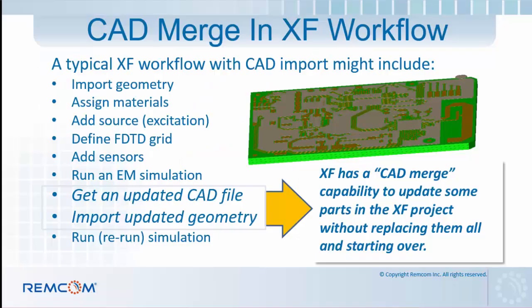The ODB++ import that we just did included the materials. Further steps in a typical workflow include assigning the excitation sources, specifying the grid, and adding sensors, which determine the data that gets saved. Next, we'll look at the CAD Merge capability, which allows updates to just the parts that have been changed since a previous version.